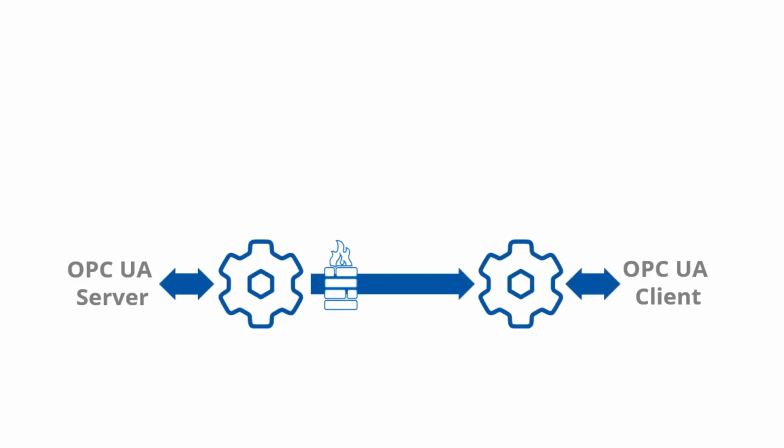OPC UA server data is being sent via an outbound connection, tunneled through the firewall and across the network to the OPC UA client.